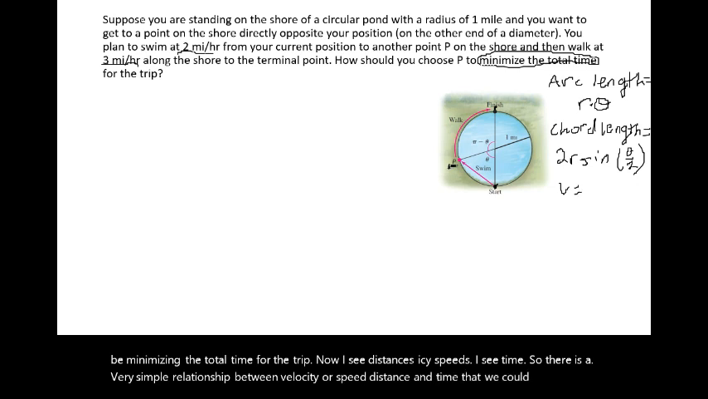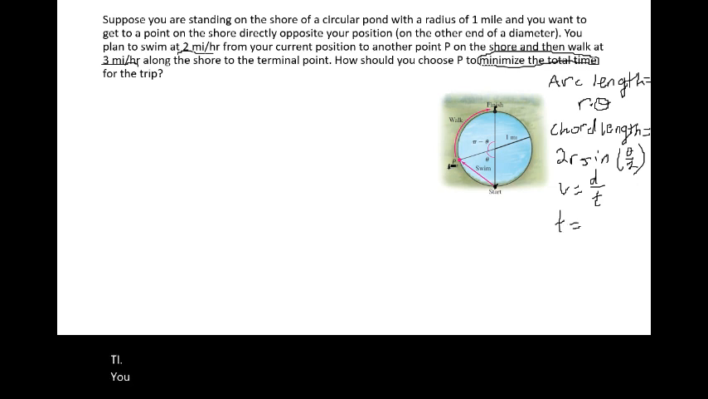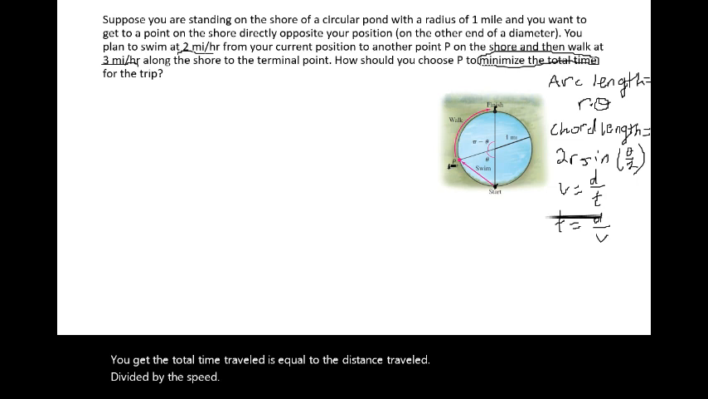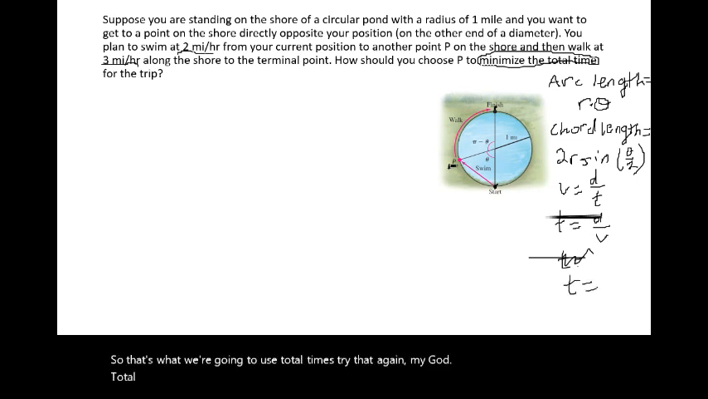Velocity, or speed, is equal to the distance traveled divided by the total time traveled. So if you solve this for t, you get the total time traveled is equal to the distance traveled divided by the speed. So that's what we're going to use. Total time is equal to the distance traveled d divided by the speed or velocity v.